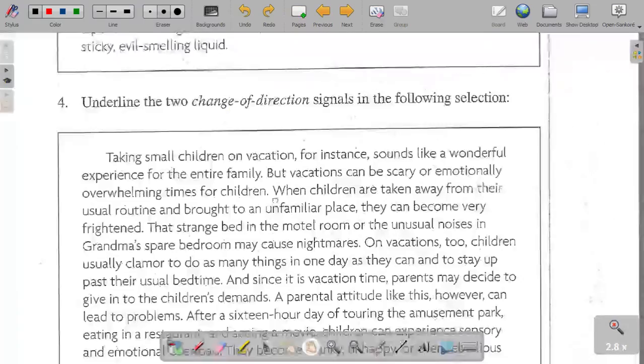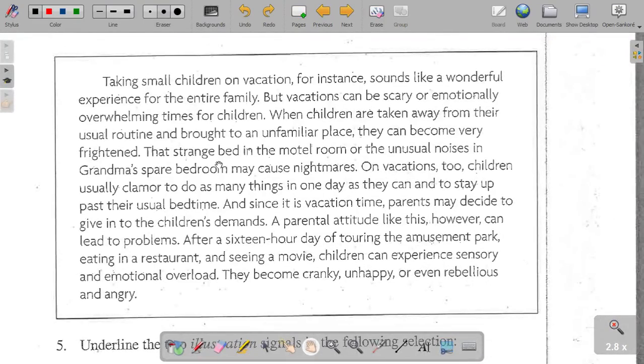Okay, underline the 2 change of direction signals. So here we have: taking small children on vacation, for instance, sounds like a wonderful experience for the entire family. But vacations can be scary or emotionally overwhelming times for children. When children are taken away from their usual routine and brought to an unfamiliar place, they can become very frightened. The strange bed in the motel room or the unusual noises in Grandma's spare bedroom may cause nightmares. On vacations, too, children usually clamor to do as many things in one day as they can and to stay up past their usual bedtime.